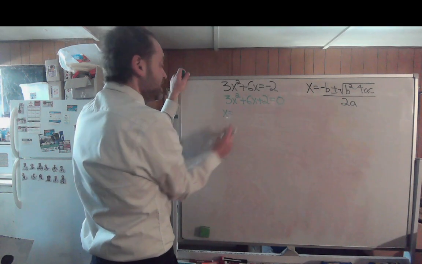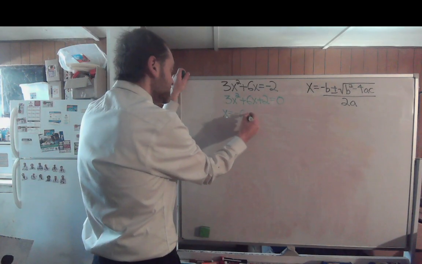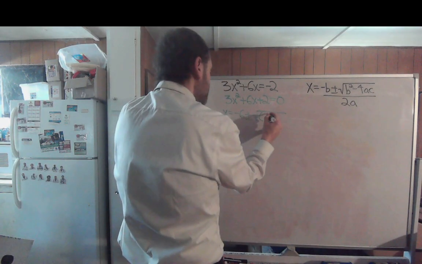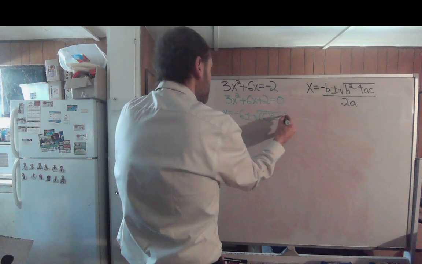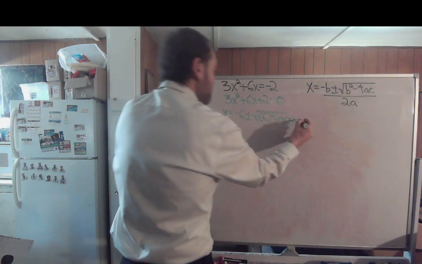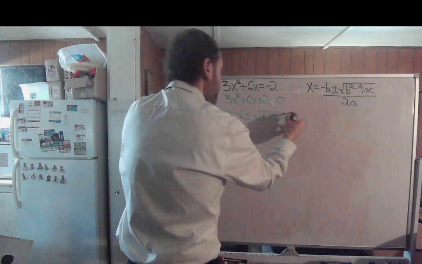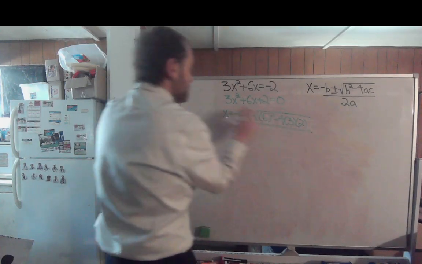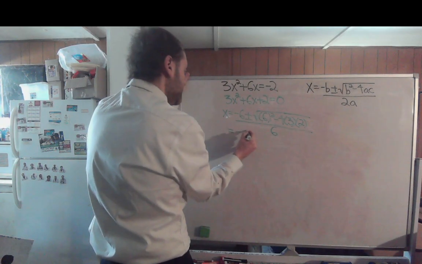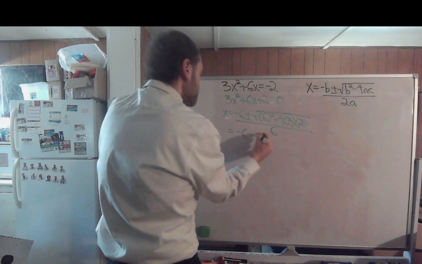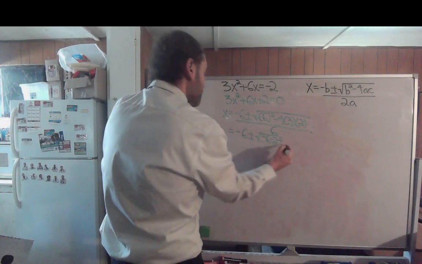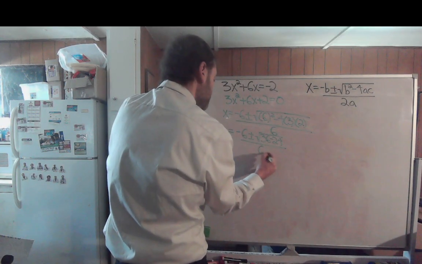x would equal the negative of b, so that'd be negative 6, plus and minus the square root of your b squared, so that'd be 6 squared, minus 4 times your a of 3 times your c of 2, all over 2 times your a of 3, which would give you 6. So that'd be negative 6 plus and minus the square root of 36 minus 24 all over 6.